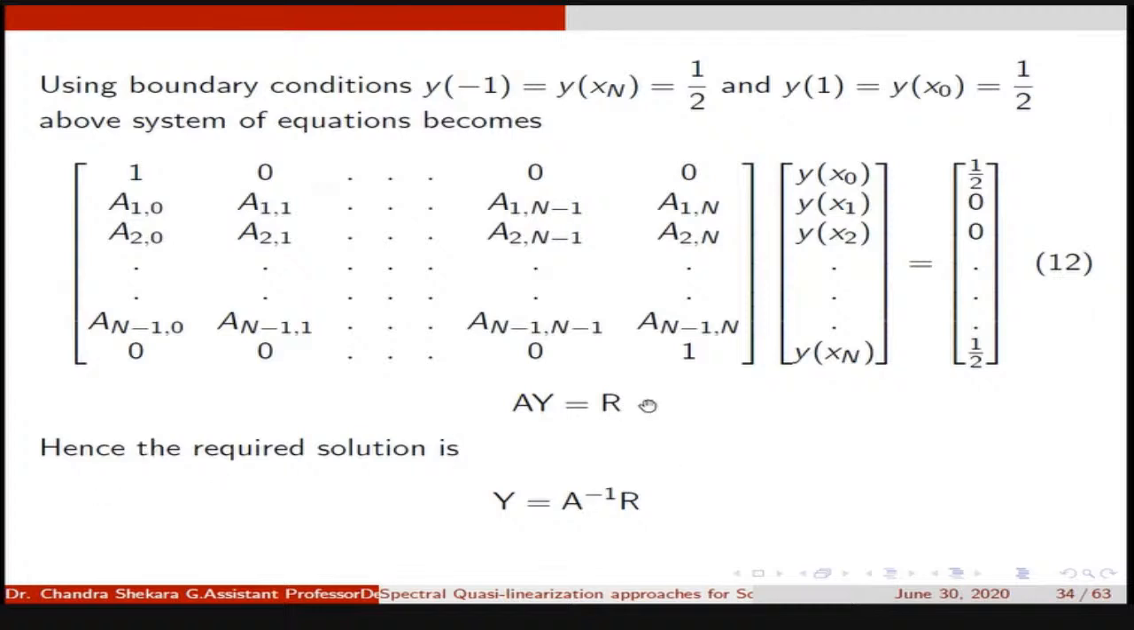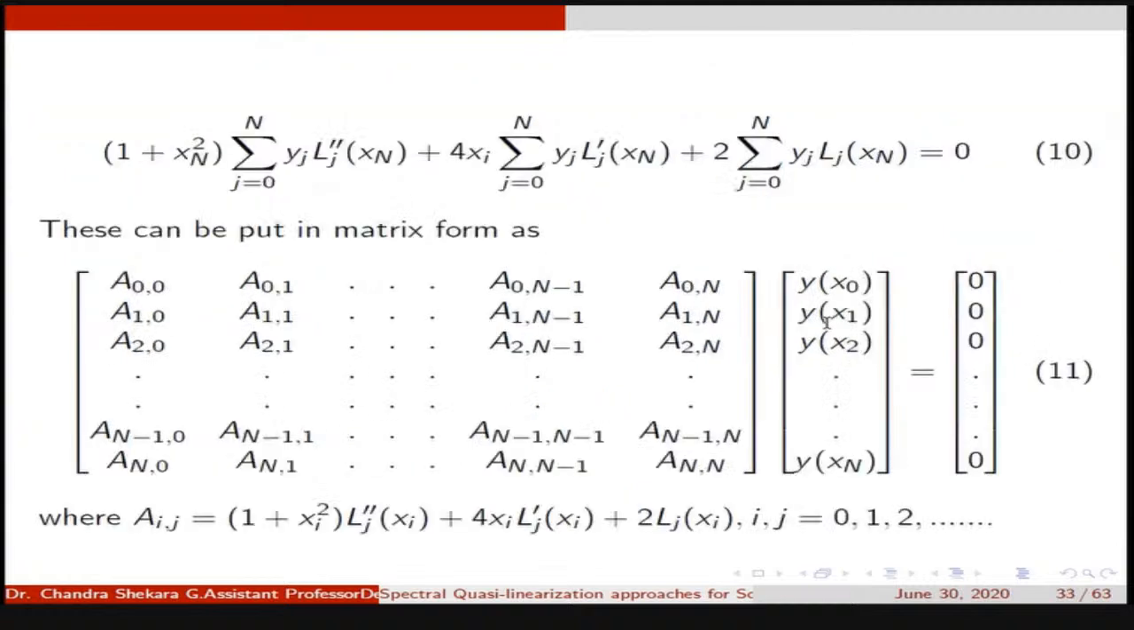So hence, if I solve this by any method, we know that the solution of this system of equations is just A inverse times r. So we'll get the required solution y. But this y is just y of x0, y of x1, and so on. So it is the values of y at the collocation points. So that will give the required solution.